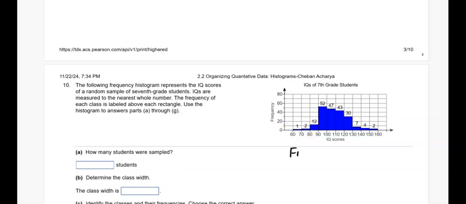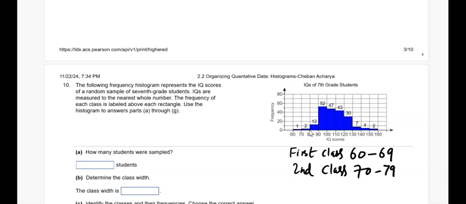So pretty much the first class is going to be like that. The first class is 60 to 69. In other words, every score which is less than 70 belongs here. If somebody has a score of 69.5, that is also in the first class. The second class is going to be 70 to 79. So every score which is less than 80 or greater than or equal to 70 is going to be in the second class. But if you have 80 as a score, that is going to be the third class. So that's how you can identify the classes.